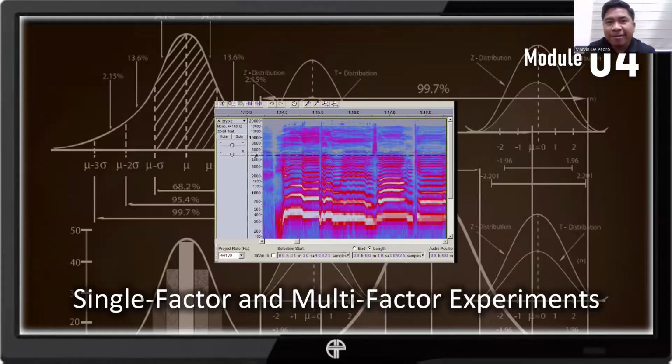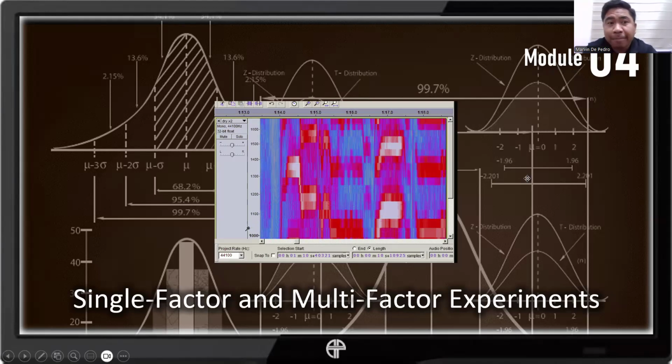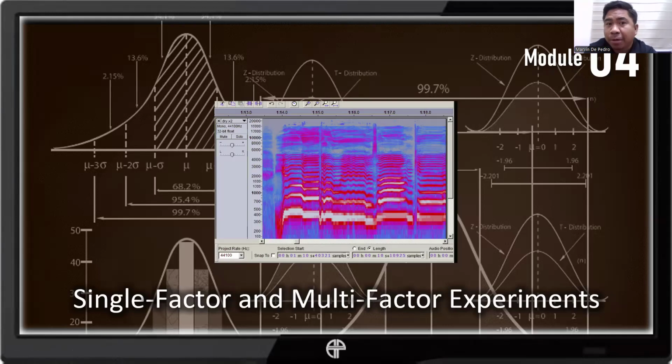All right, we are now on the fourth module, and the topic that we have is called single factor and multi-factor experiments. This will be very quick, and we're not going to have any calculations, because this is just an application of the topics from modules one up to three.